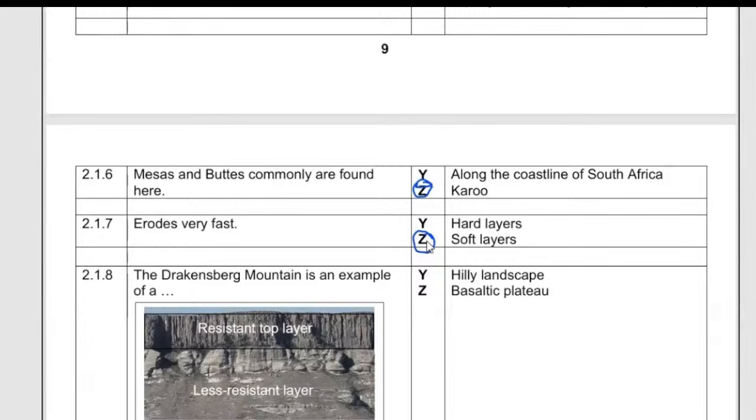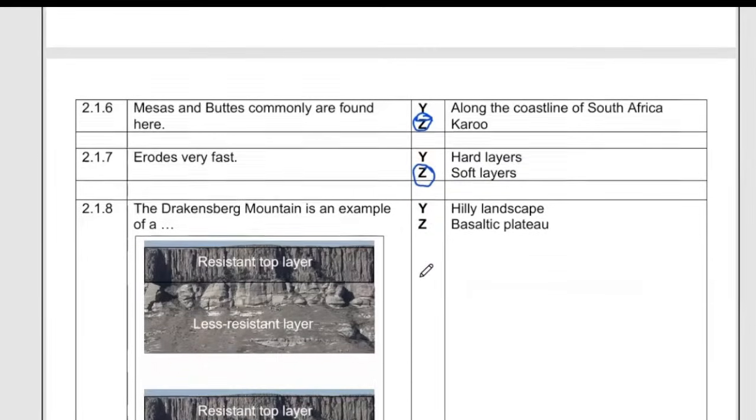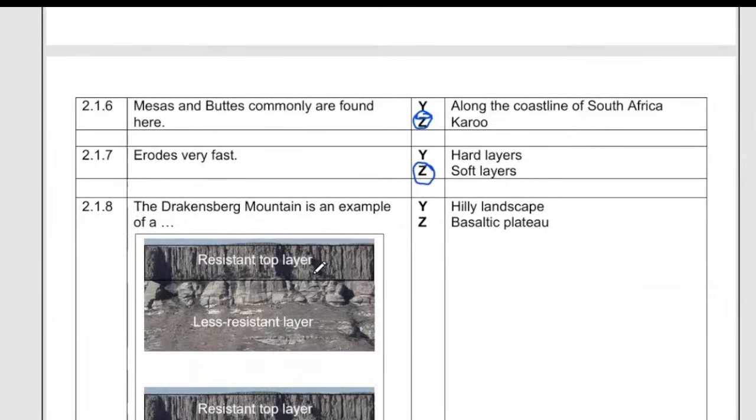Number 2.1.8, it says the Drakensberg Mountain is an example of a. If you check at Drakensberg Mountain, the top layer is made up of a hard and resistant rock and is covering a less resistant rock. That is typical of a basaltic plateau. And also, if you check, the top part is flat. That is why we are saying it's a plateau.